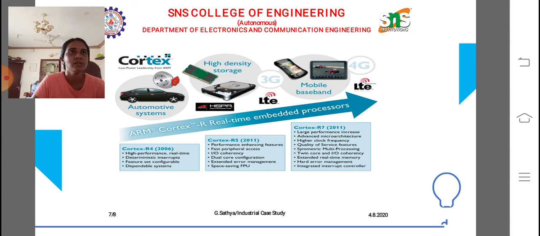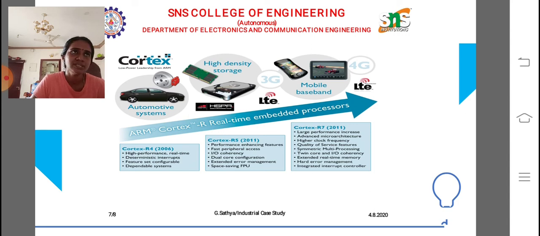In the Cortex R5 series, there are performance enhancing features and fast peripheral access, IO coherency, a dual core configuration, extended error management, and a space saving FPU also. These are all the different features of Cortex R5. This dual core configuration plays a vital role in our automobile industry, that is, high density storage units. We are using this Cortex R5 series.